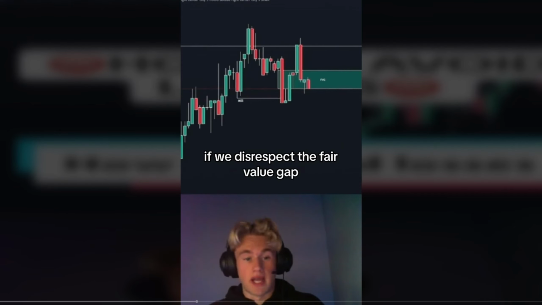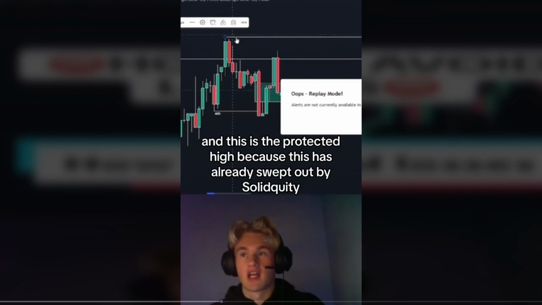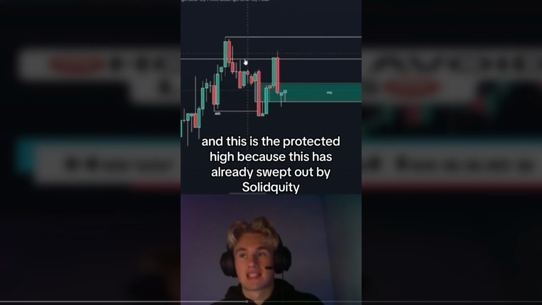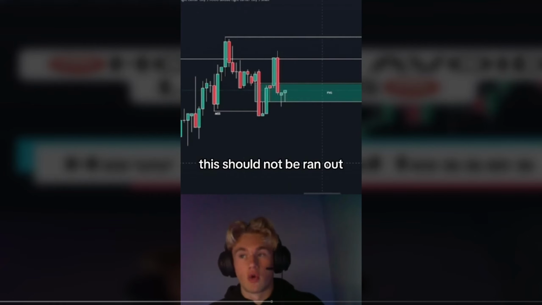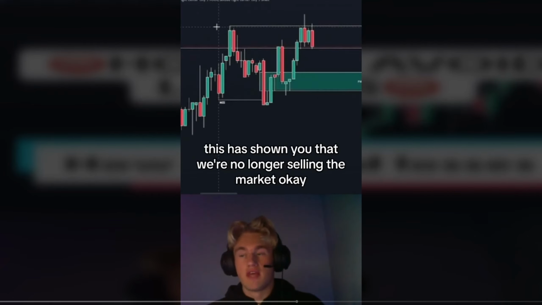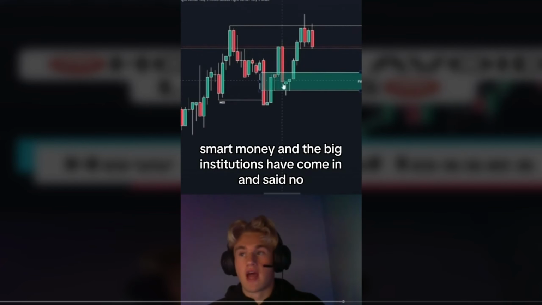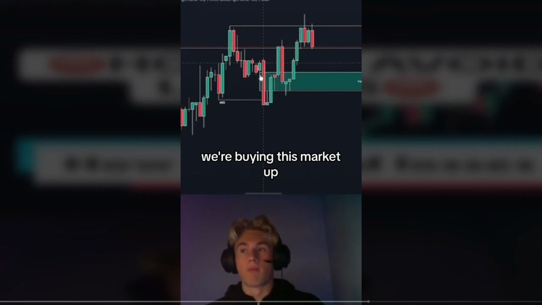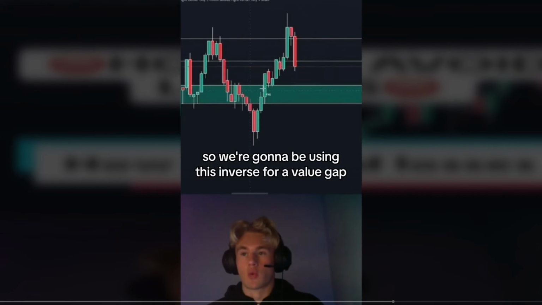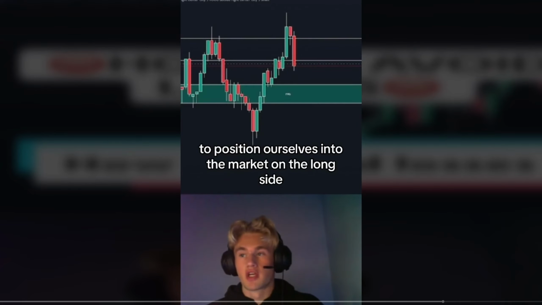We disrespect the fair value gap. And this is the protected high because this has already swept out buy-side liquidity. This should not be ran out. And as you can see, we break that high. This has shown you that we're no longer selling the market. Smart money and the big institutions have come in and said, no, we're buying this market up. We don't want to sell. So we're going to be using this inverse fair value gap to position ourselves into the market on the long side.